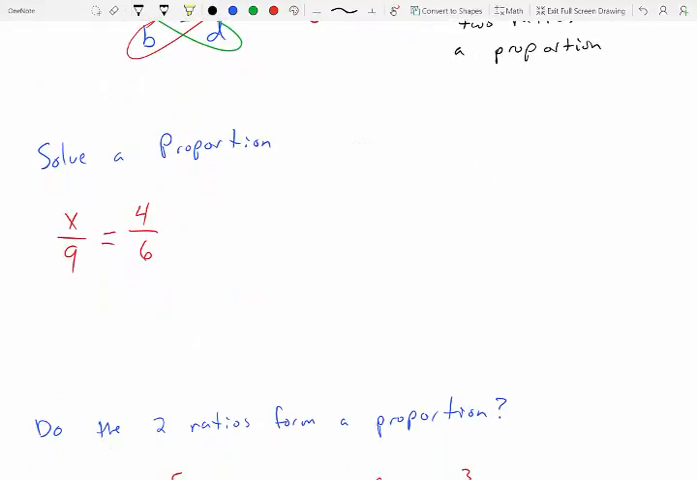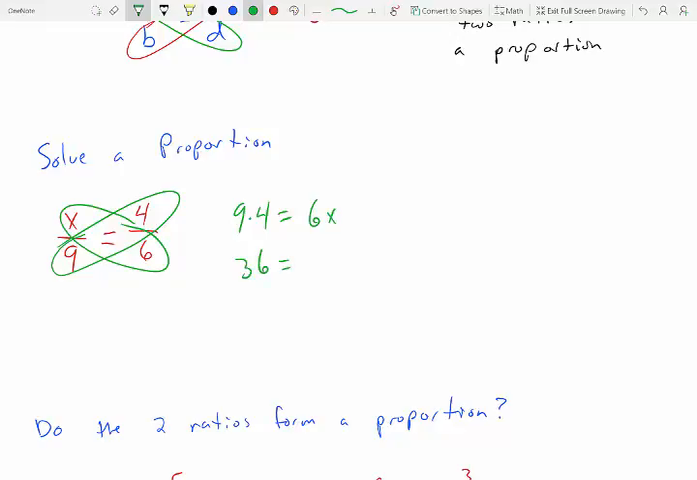So here we have to solve it. We have to solve for our missing variable, so we're going to do cross products. Here we're going to do 9 times 4 is equal to 6 times x, or just 6x. We simplify this, we get 36 equals 6x, and we do a one-step problem. We solve for x, which is dividing by 6 on both sides. So we're left with x equals 6. So that would make our two ratios form a proportion.